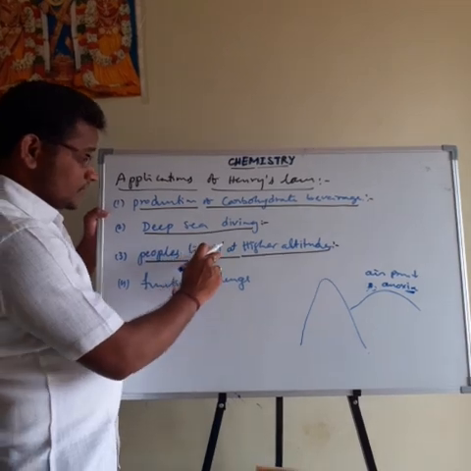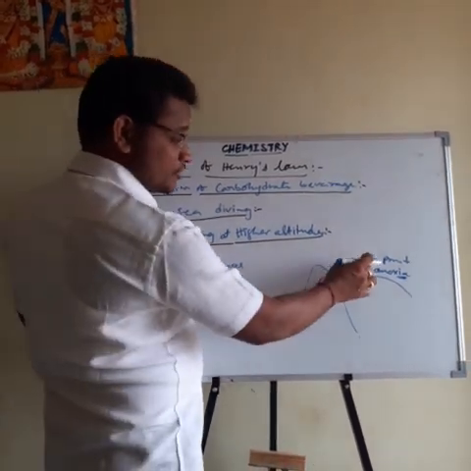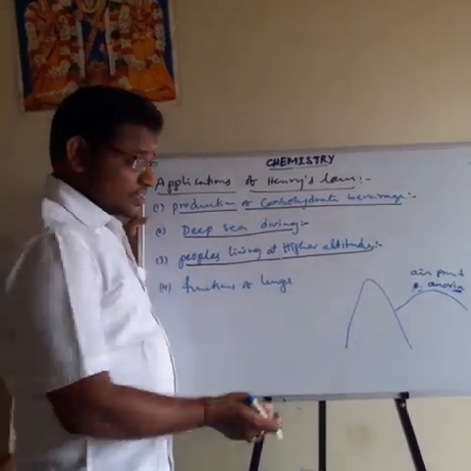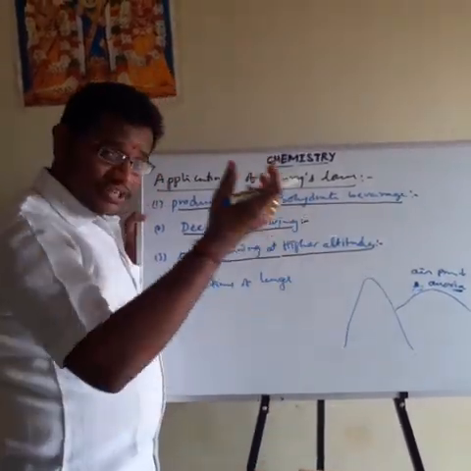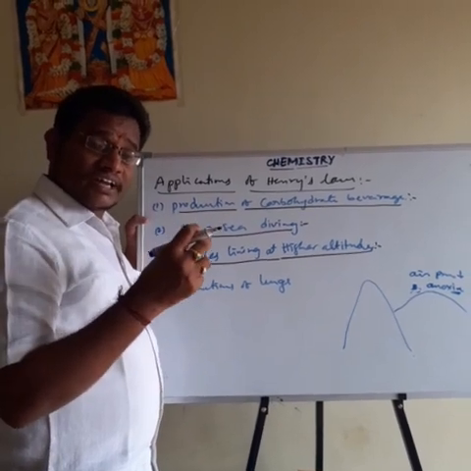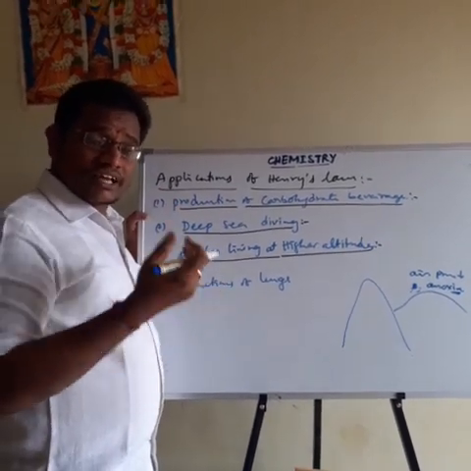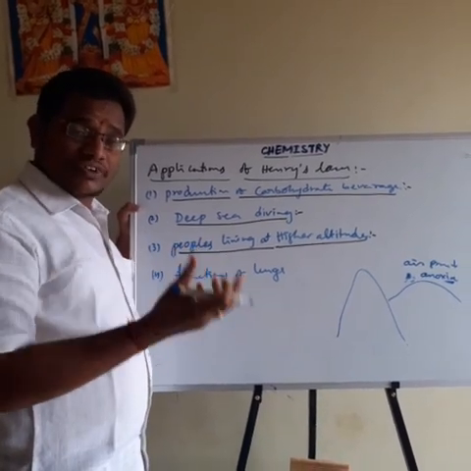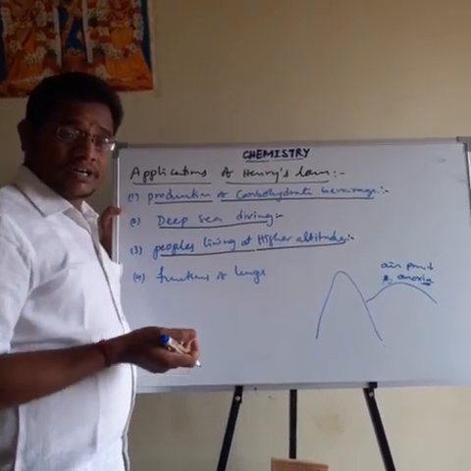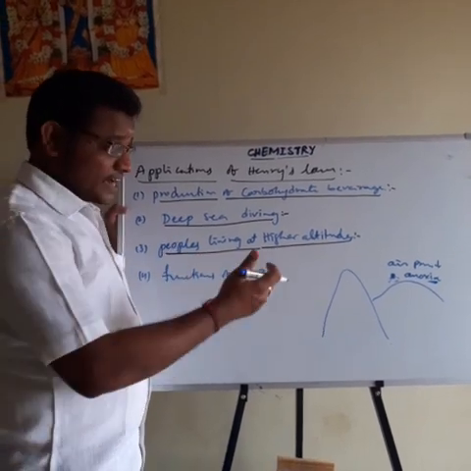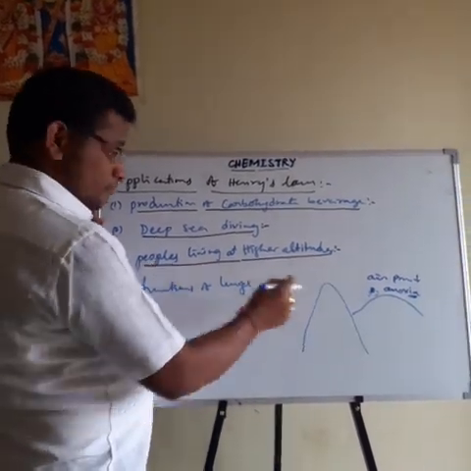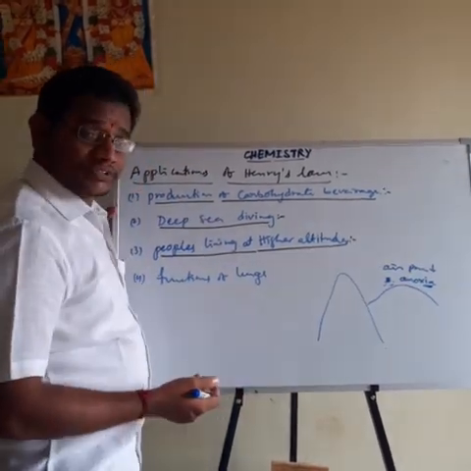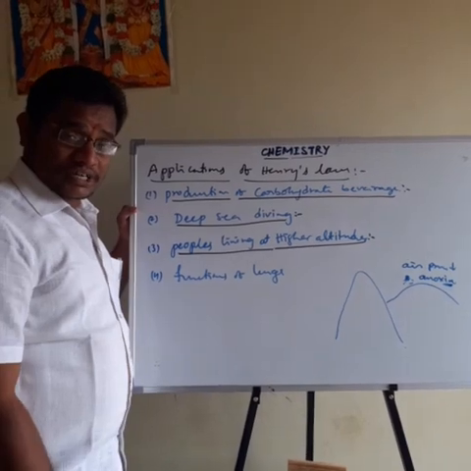What is the third one? People living at higher altitude. At a higher altitude, the concentration of the air is decreased. The people living at higher altitude are breathing the air, but the air contains less oxygen. That's why less oxygen is dissolved in their blood. So it causes the persons to become weak and unable to think properly. This condition is called anoxia. Because the pressure decreases, the dissolution of oxygen in their blood is decreased. That is the third application.